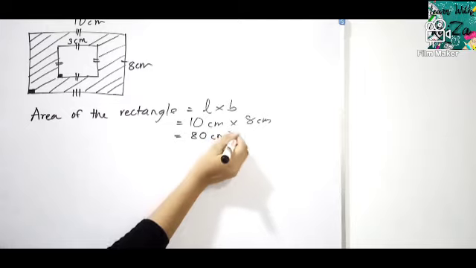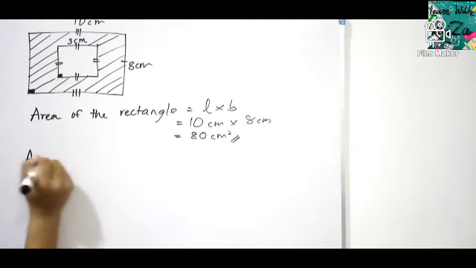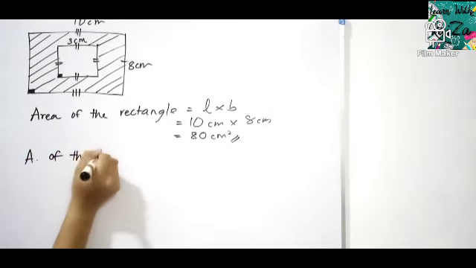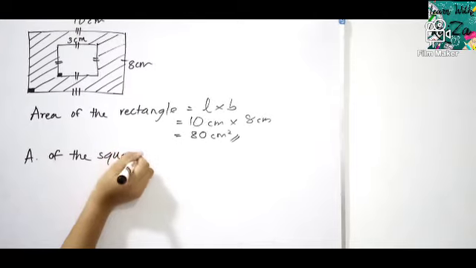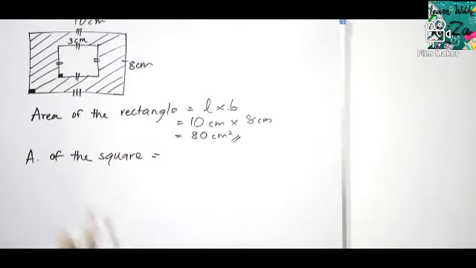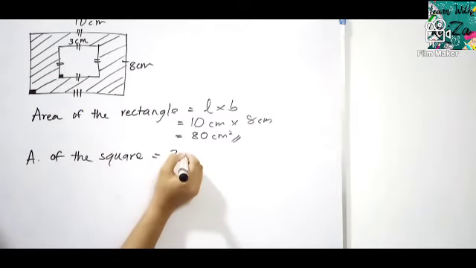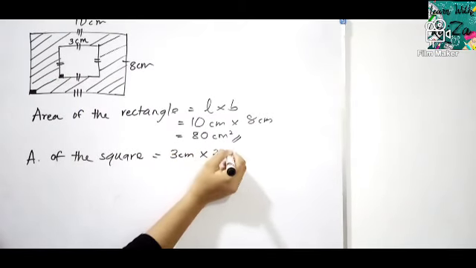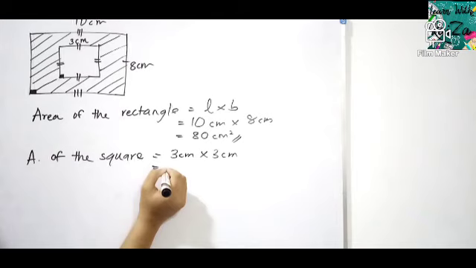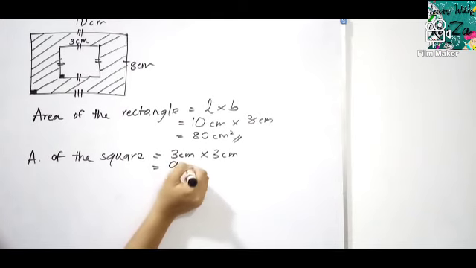80 square centimeter. Then we have to find area of the square, the inside square unshaded portion, that is the area of the square. So all sides are equal. Square means all sides are equal, and right angle. So 3 centimeter into 3 centimeter, that means the formula is length into breadth. 3 centimeter into 3 centimeter is 9 square centimeter.